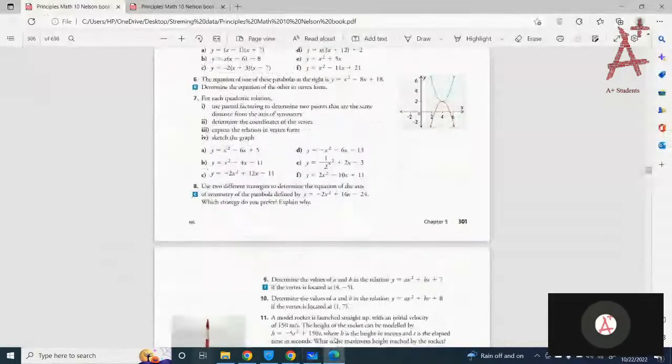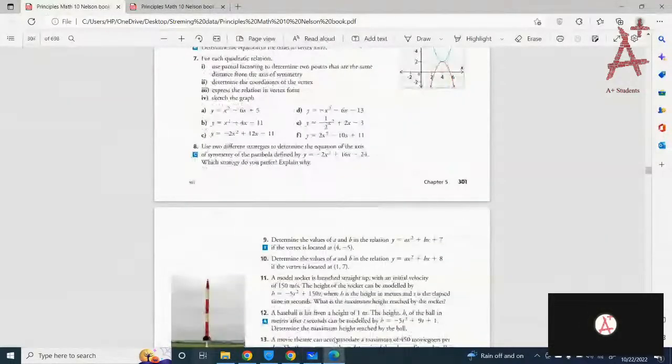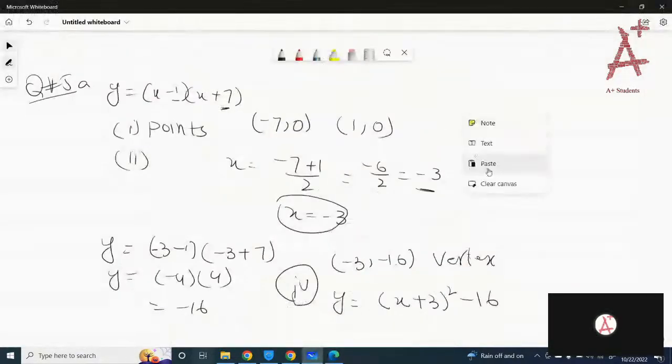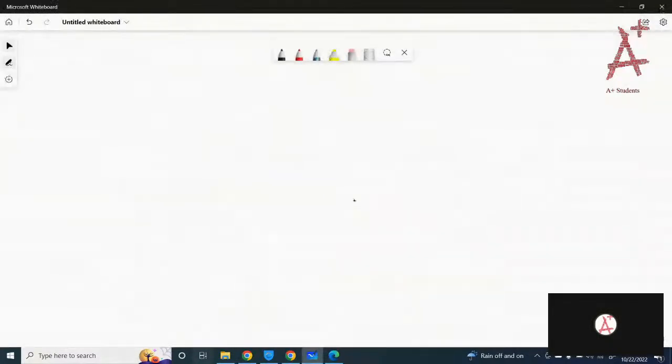Okay, let's just start with question number 7. Question number 7 says, for each quadratic relation, use partial factoring to determine two points that are the same distance from the axis of symmetry, determine the coordinates of the vertex, express the relation in vertex form, and sketch the graph. Let y equal x squared minus 6x plus 5.